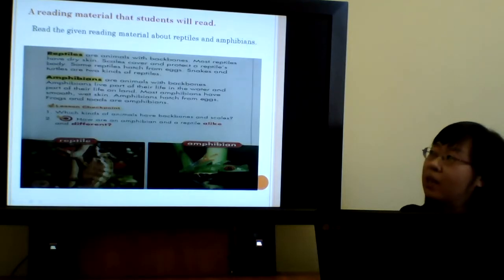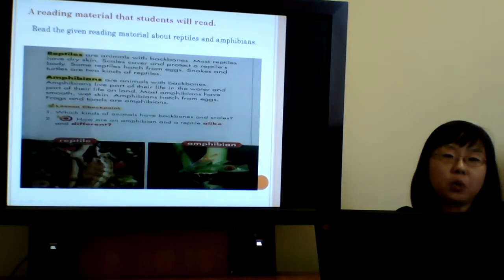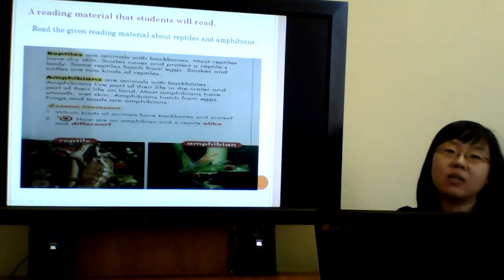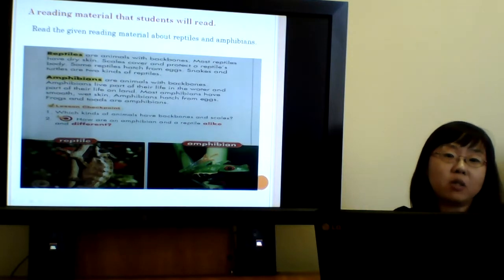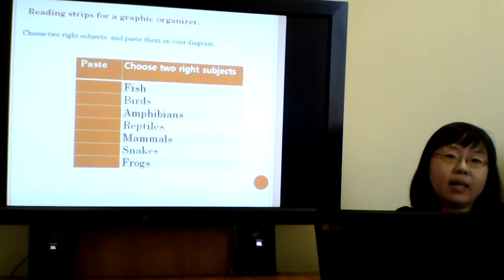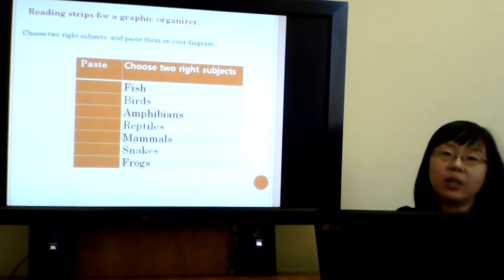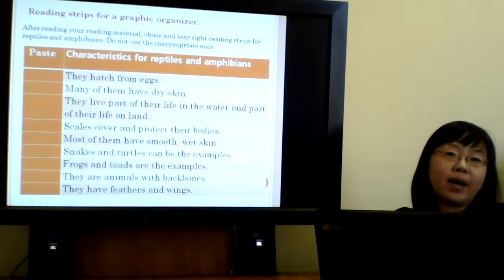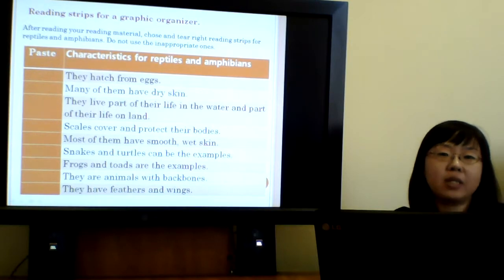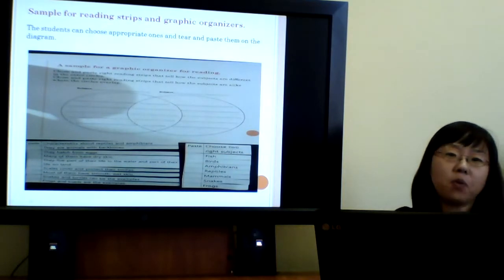And this is the sample that we will use for the formative test. This passage is excerpted from the real, authentic science book, and then we will use these reading strips for choosing a subject in each diagram, and we also provided this kind of reading strips for the statements that students will put in each diagram. And this is the real sample for the test.